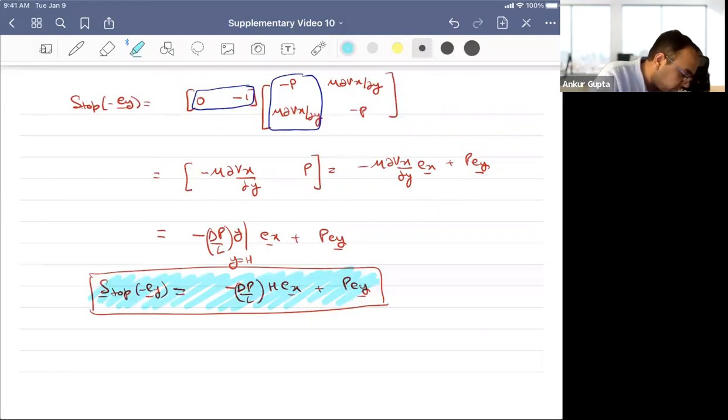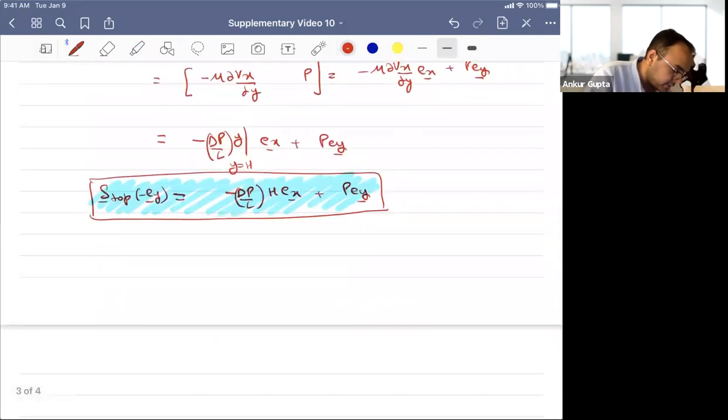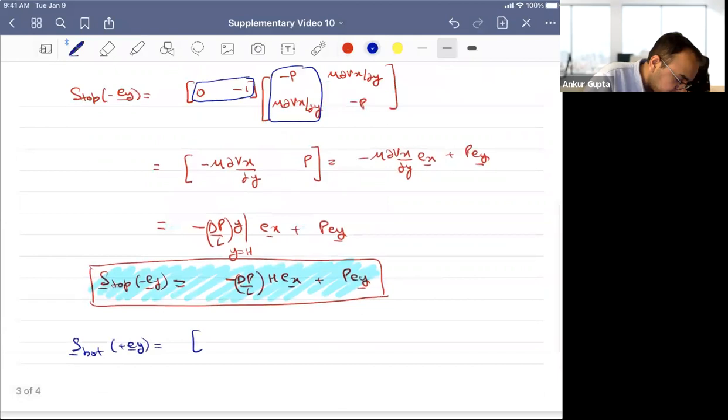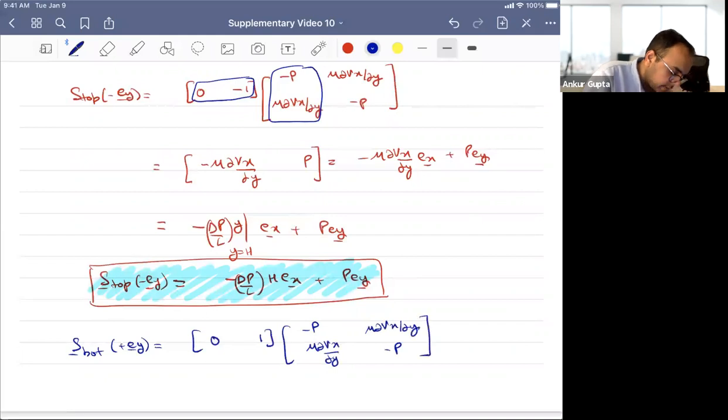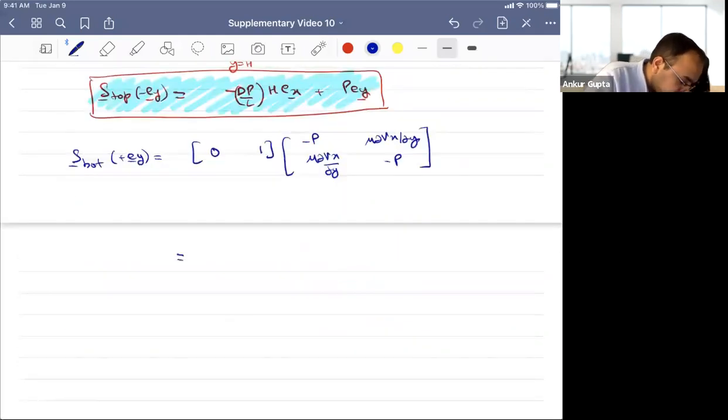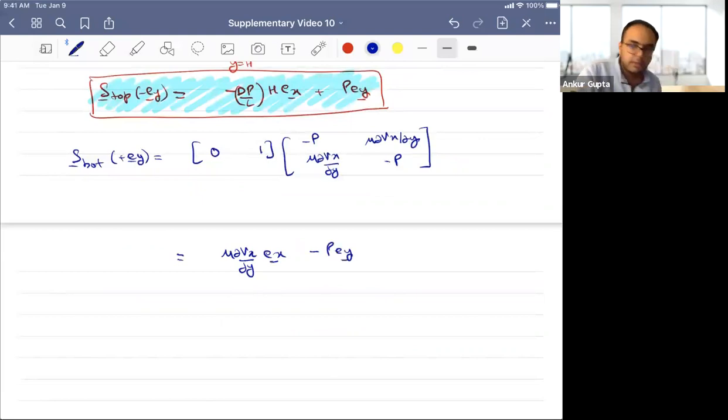So what I will do is, now I will also write as bottom. Essentially, rather than doing it twice because of the symmetry, I'll also write as bottom with plus ey. Okay, it will become something like 0 1 into minus p, mu del v x by del y, mu del v x by del y, minus p. And what you will essentially get here is mu del v x by del y, and please verify this. This should not be too difficult to do. Minus p ey. Okay, and this is happening at y equal to minus h now.